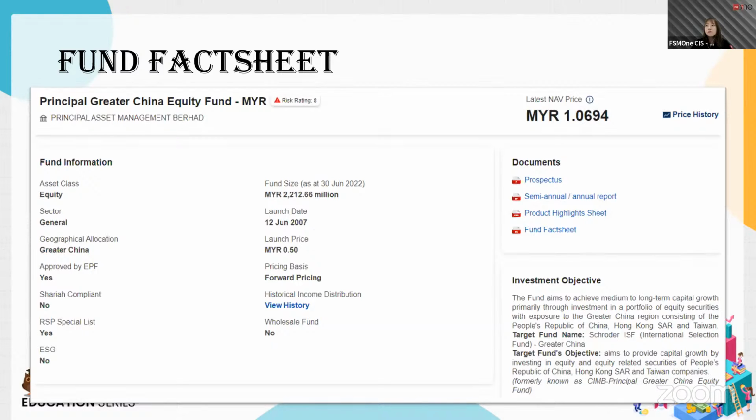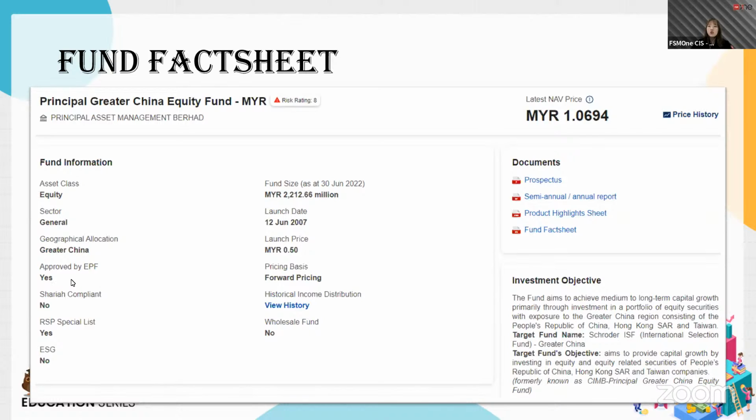This is an example of a fund fact sheet extracted from our website. Here you can see the Principal Greater China Equity MYR class, which we extracted from the FSMOne website. This fund's risk rating is quite high, at 8. Why is the risk rating at 8? It's slightly higher because it invests in equity. The sector they are investing in is general, and the geographical allocation is Greater China, meaning this fund is investing in China, Hong Kong, and also Taiwan. And this fund is approved by EPF.